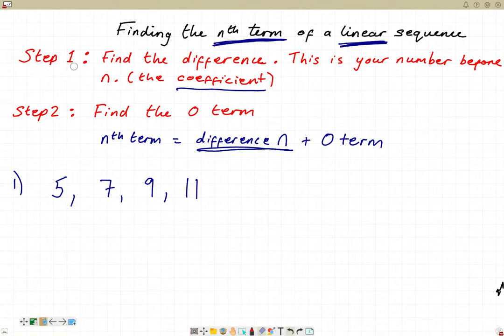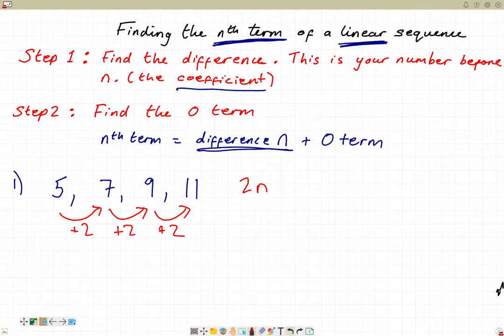Step one is you find the difference. The difference is the difference between each term. So for the first question, the difference is plus 2. Then I write this difference in front of n. So that's the first part of my nth term.